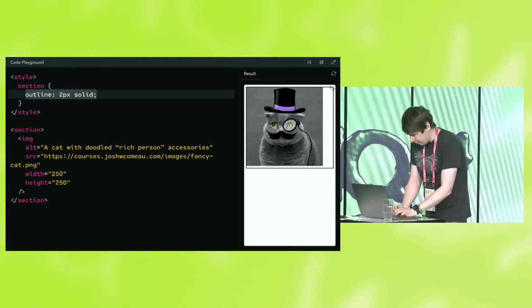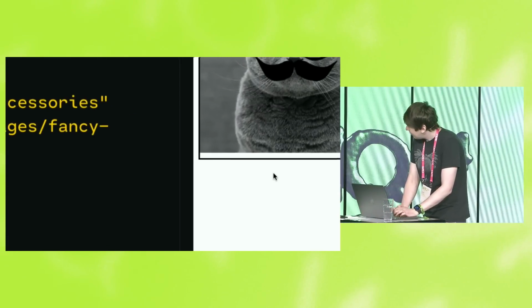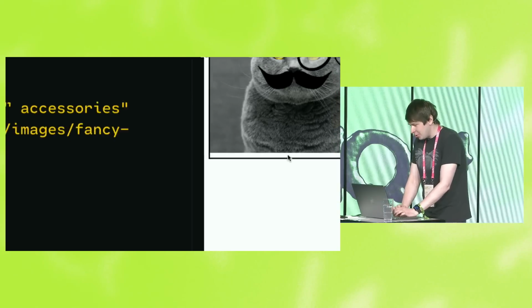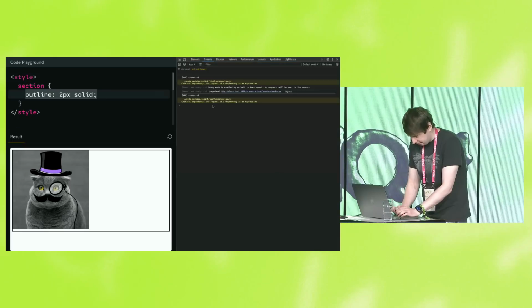Here's the scenario. I have an image which is sitting inside a container. The only CSS I'm applying is an outline to the container so that we can see the box that it forms. And we notice there's a little bit of space between the bottom of the image and the bottom of its container.